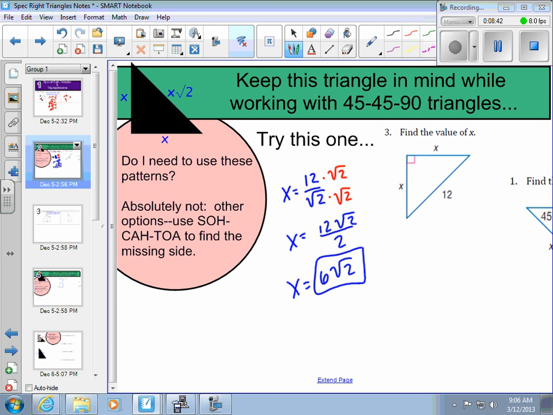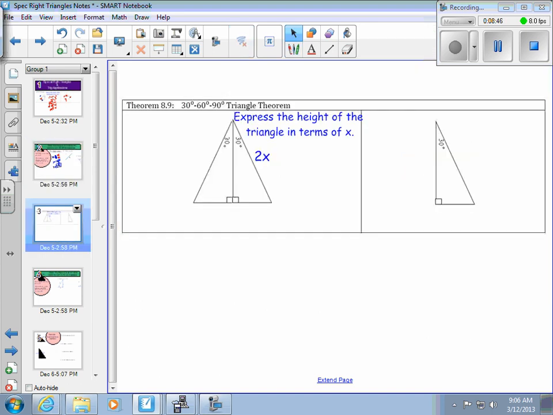That's the pattern of 45, 45, 90. The other triangle that often shows up in a lot of geometry, architecture, that type of stuff is a 30, 60, 90 triangle, meaning you have a 30-degree angle, 60-degree angle, 90-degree angle. In this particular problem, we're going to look at this equilateral triangle, and we're going to try to figure out what the height is in terms of x.